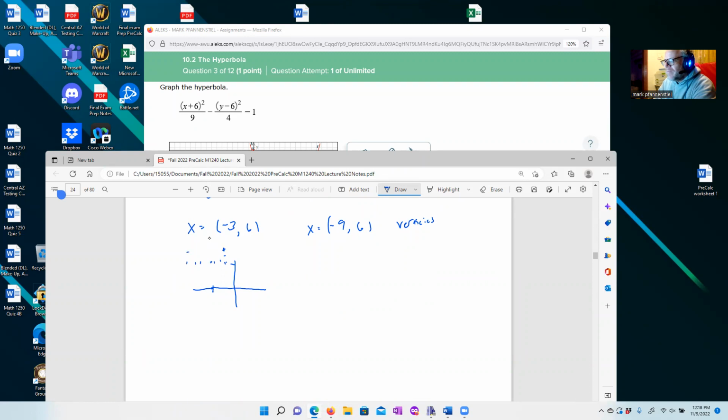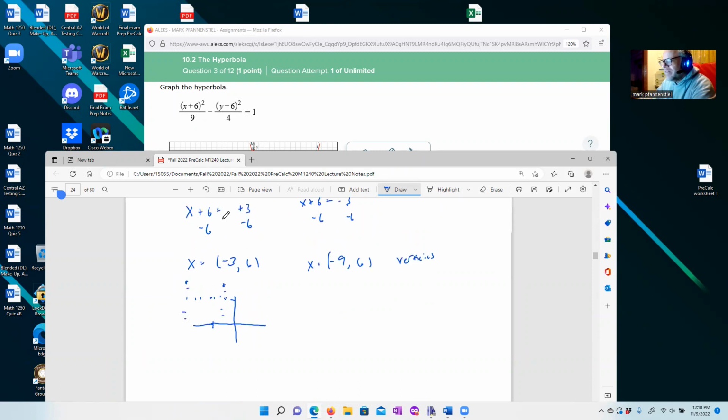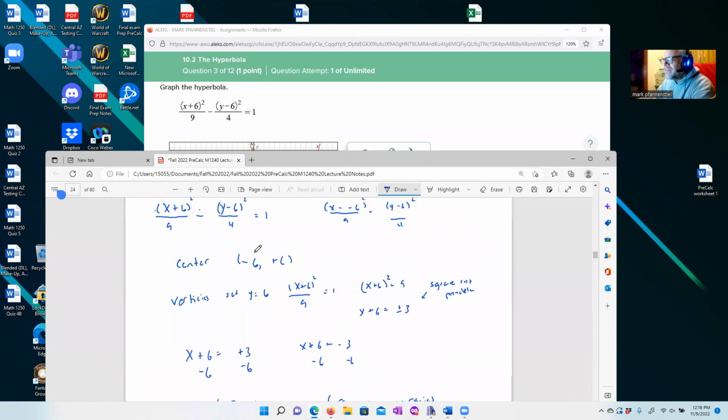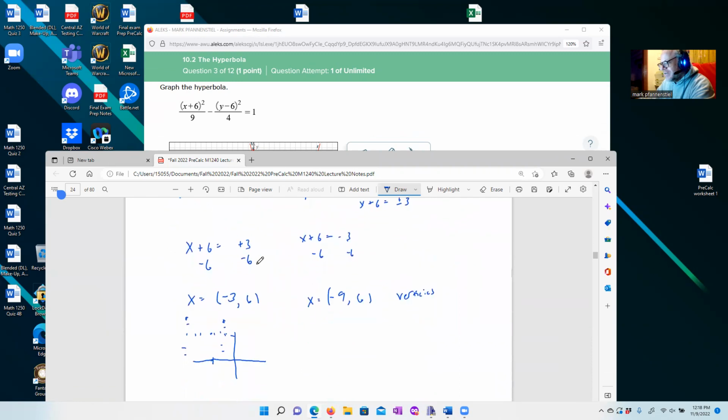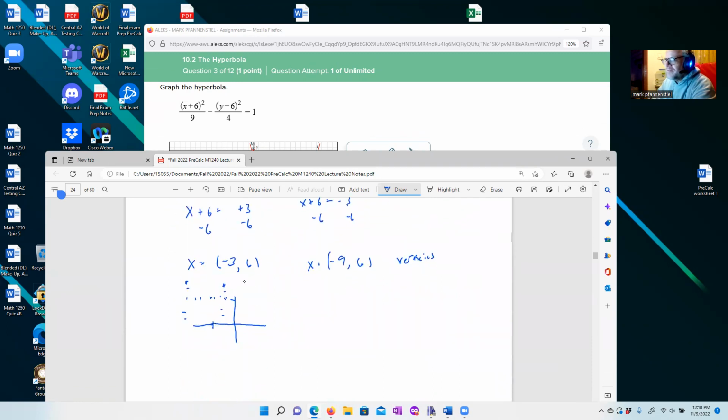1, 2, 3, 1, 2. So here's our box that we're making. 1, 2, 3. We're going to go down 2. Okay, why 2? Well, if we set x equal to negative 6 and solve this, we're going to get plus or minus y minus k squared is going to be 2. So the values for our box are going to be plus or minus 2 in the y direction.